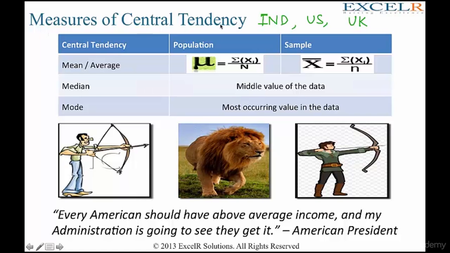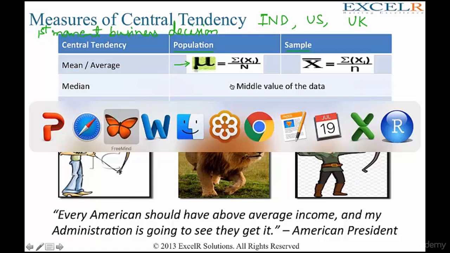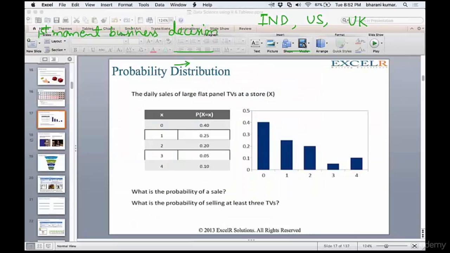Hence, measures of central tendency is given a name, first moment business decision. And as I've told you, population parameters are always represented using Greek letters as opposed to sample statistics. So we'll discuss these using the Excel sheet.